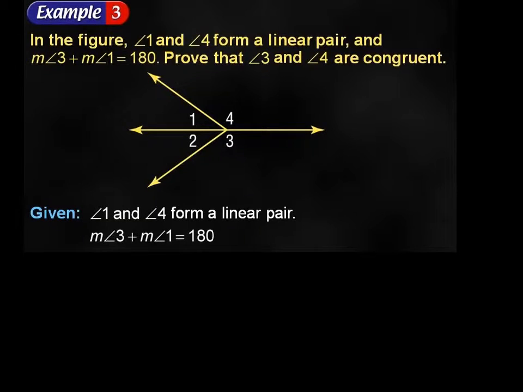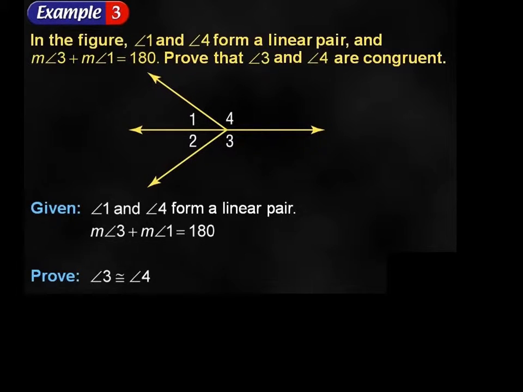In the figure, angle 1 and angle 4 form a linear pair, and the measure of angle 1 plus the measure of angle 3 equals 180 degrees. Prove that angle 3 and angle 4 are congruent. Okay, we are given that angle 1 and angle 4 form a linear pair, and the measures of angle 3 and angle 1 add up to 180. They want us to prove that angle 3 and angle 4 are congruent.